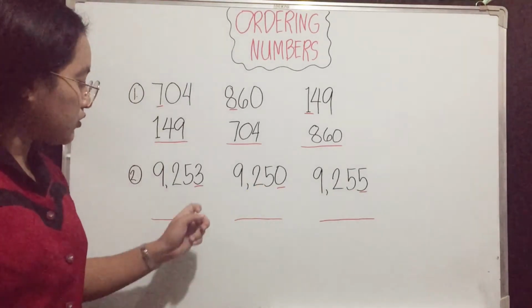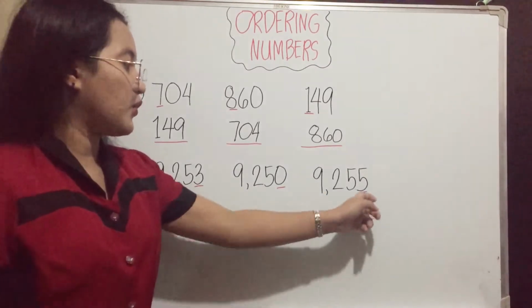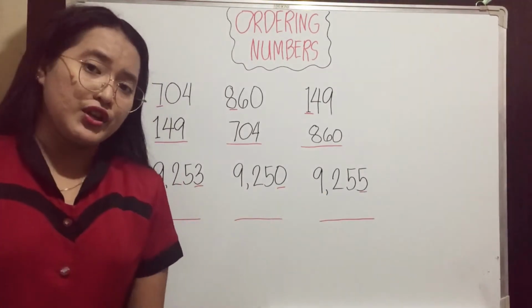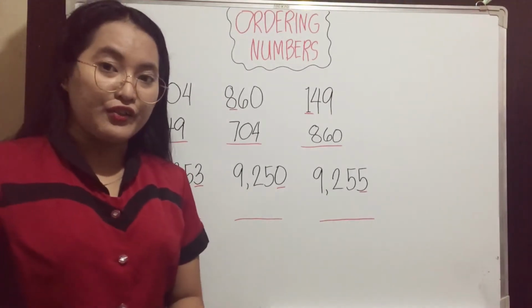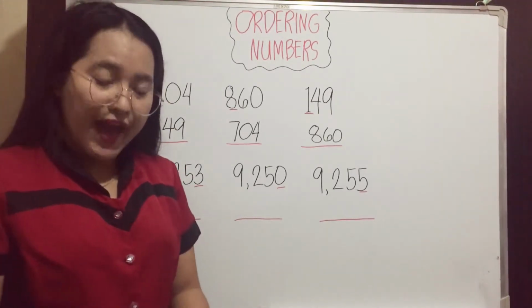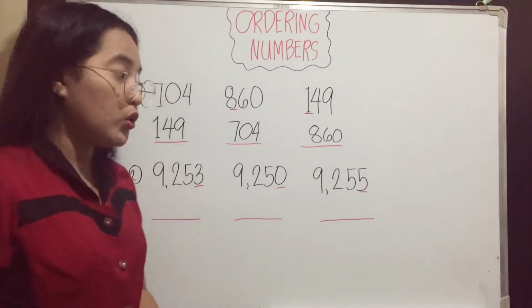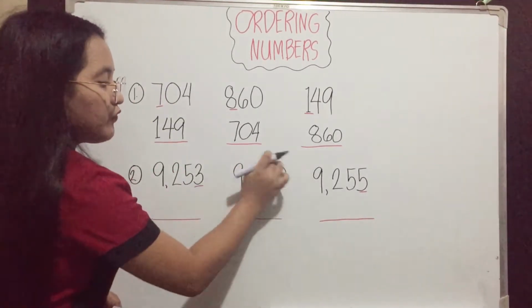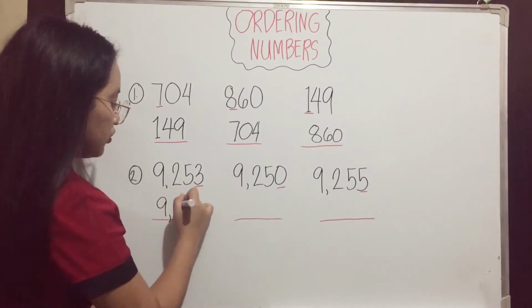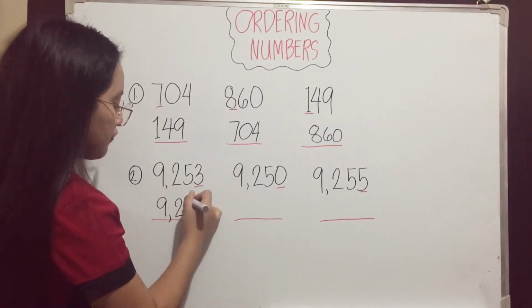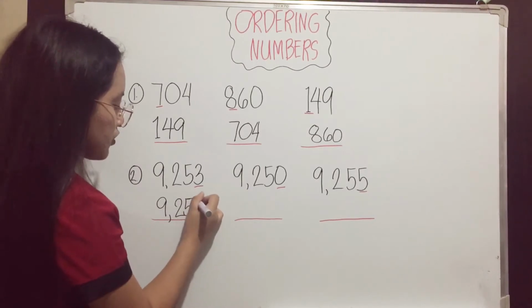Now, try to look at the last number. We have 3, 0, and 5. Which among the three numbers has the lowest number? Very good. It's the 0. So we have to copy the whole value under 0. So that is 9,250. That is the first one.